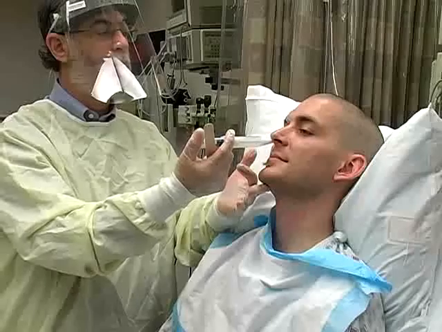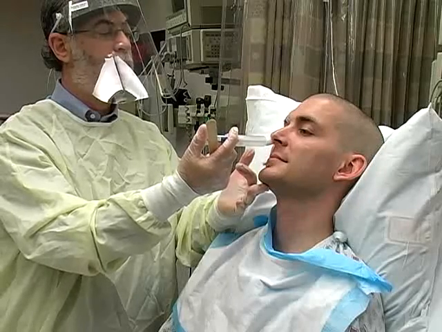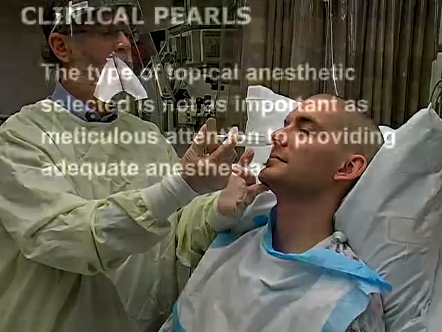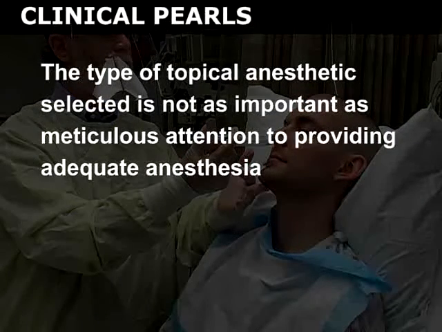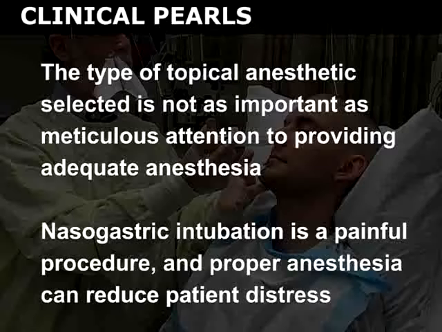Other options include topical benzocaine or hurricane spray for the oropharynx and viscous lidocaine for the nasal canal and nasopharynx. The type of topical anesthetic selected is not as important as meticulous attention to providing adequate anesthesia. Nasogastric intubation is a painful procedure, and proper anesthesia can substantially reduce patient distress.